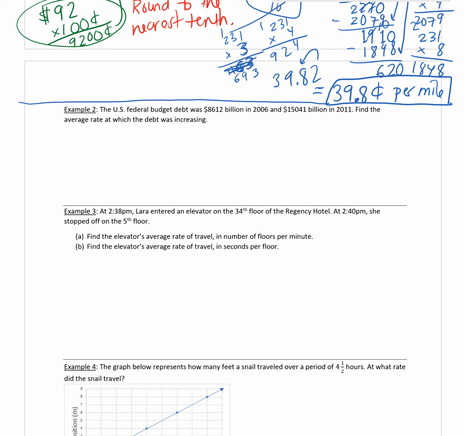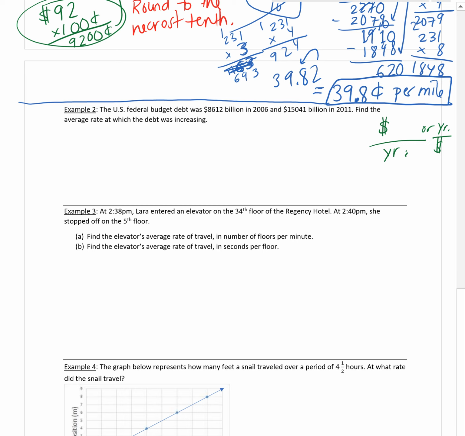Ooh. Okay. This one's kind of tricky because you notice they didn't say, like in the last problem, find the rate and then tell us the units, like find the rate in cents per mile or in miles per gallon. On this one, they didn't tell us, so I guess I have to figure it out for myself. The average rate at which the debt was increasing. So, well, the good thing is all they gave me was dollar amounts and years. So it's either going to be dollars over years or years over dollars. So I have to think, which one sounds more correct?